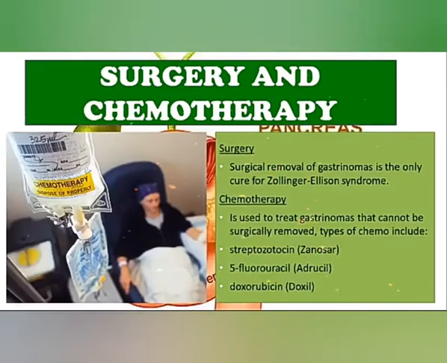dexlansoprazole. So for the surgical and chemotherapy approach, surgery is centered around the surgical removal of the gastrinomas, and this is actually the only cure for Zollinger-Ellison syndrome. Chemotherapy can also be used to treat the gastrinomas that cannot be surgically removed.